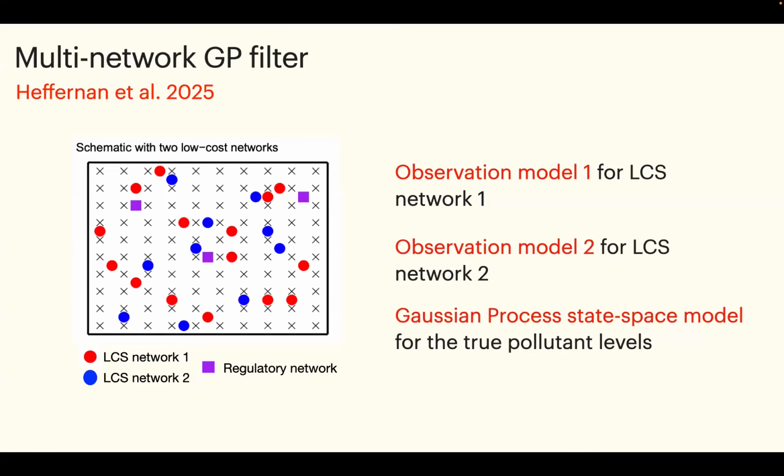And methodologically, the extension is extremely simple. We now have two observation models, one for SEARCH, one for Purple Air. Each observation model has its own network-specific bias and noise parameters, and then the underlying Gaussian process model for the true pollutant levels stays the same. You can pretty much implement it in the same way as the single network GP filter.